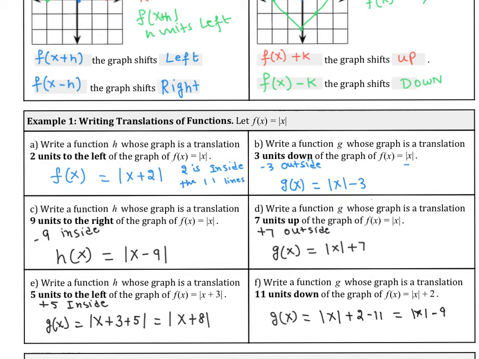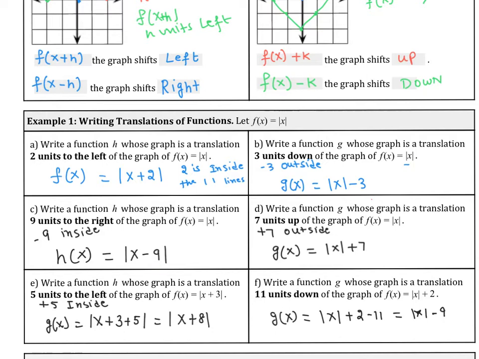For letter C, write a function h whose graph is a translation 9 units to the right of the graph of f of x equals absolute value x. If it is right or left, we are going to use the number inside. And if it is right, we're going to use negative 9 inside. So the function h of x would be absolute value of x minus 9.